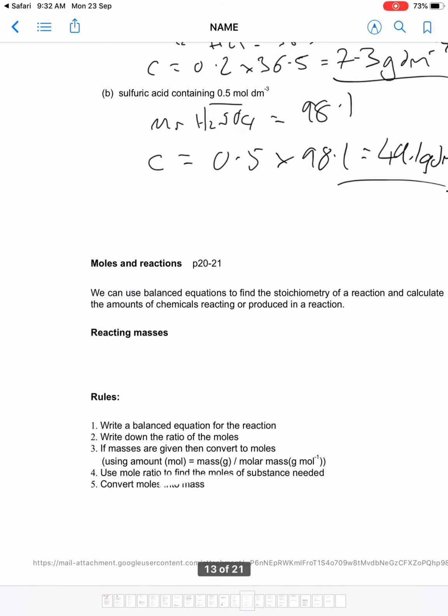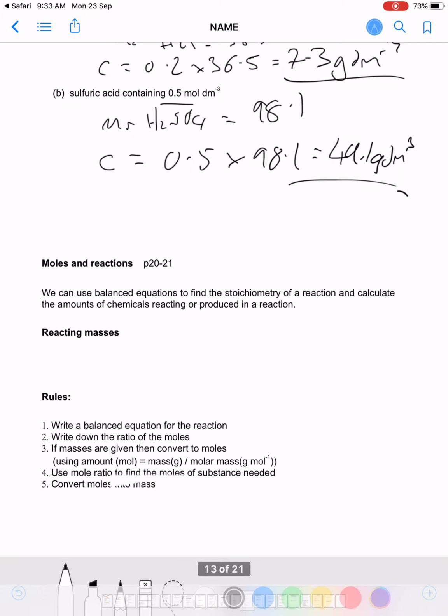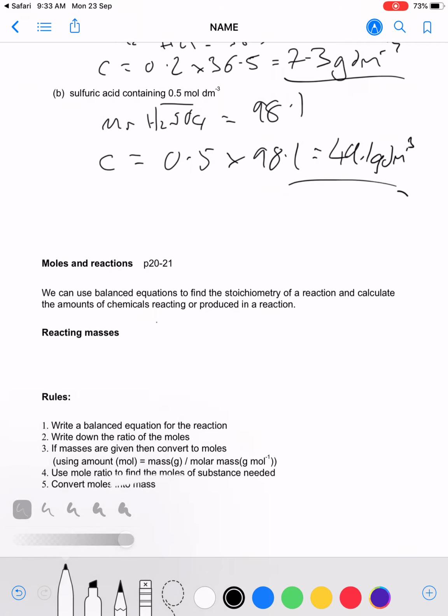Okay, so moles and reactions. We're doing okay for time, I think. Yeah. So we can use balanced equations to find the stoichiometry of a reaction and calculate the amounts of chemicals reacting or produced in a reaction. Reacting masses, why are they important? Why do we care? Well, one, they're on the syllabus. That means you should care. Number two is, if you were in industry, your factory manager could come and say, how much do I need to add of reactant A and reactant B to make my product X, and will it be profitable to do that? So that's a real world application.